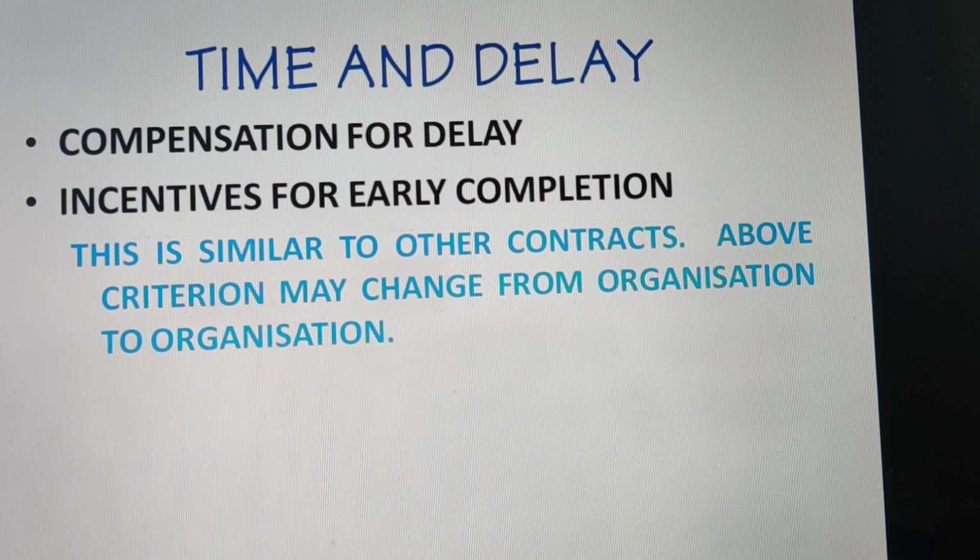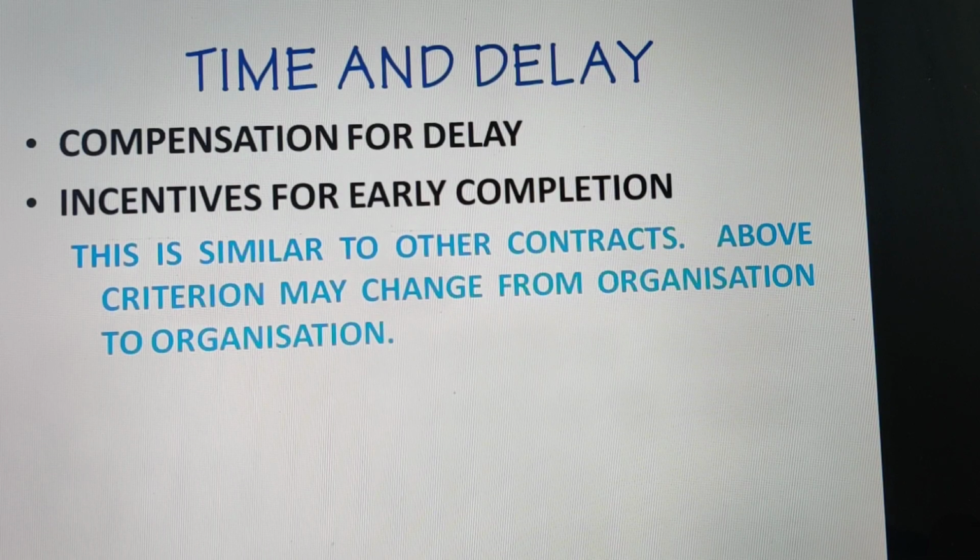Another clause is regarding time and delay. Now normally in item rate and percentage rate tenders, compensation for delay is included, and then also incentives for early completion are included. This is similar to other contracts. In EPC contract also this clause can be included, and the criteria regarding compensation may change from organization to organization. However, the total amount of the compensation does not exceed 10% of the tendered amount.